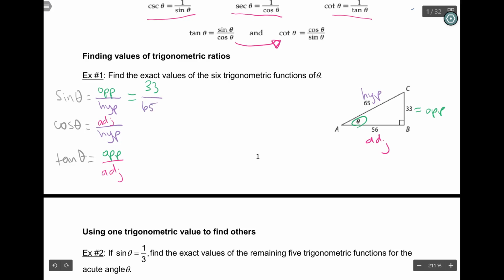Cosine is going to be our adjacent, so that is 56 over the hypotenuse of 65. And then tangent is going to be our opposite, so 33 over our adjacent of 56. So we have 3 of the values checked off. And so if I want to write the other ones, I know that cosecant of theta is just going to be 1 over sine theta. So I just take the inverse, so I just flip it, so I'll have 65 over 33.